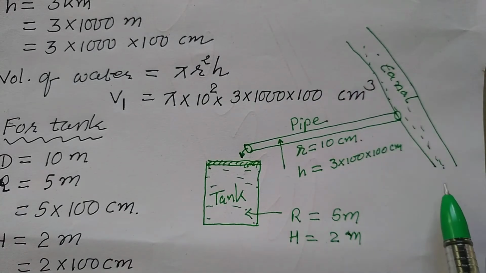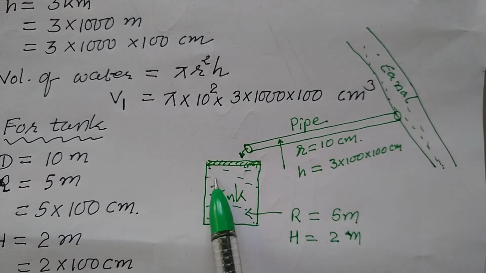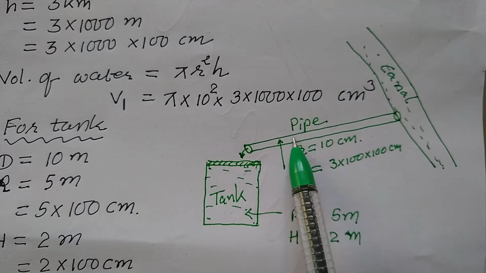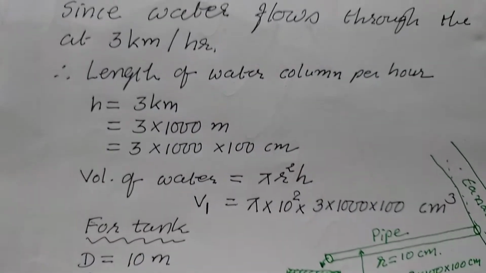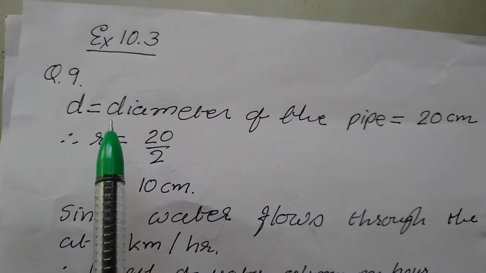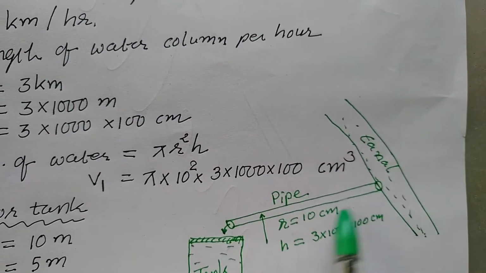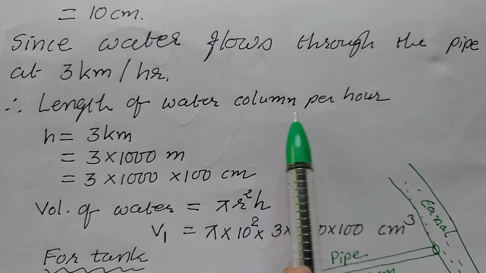Here is a canal. Here one pipe is joined from this canal to this tank. Water comes from this canal through this pipe into this tank. This is our question. So first of all, let us understand: D is the diameter of the pipe, that is 20 centimeter, which means the radius is 10 centimeter. Now the length of the water column.